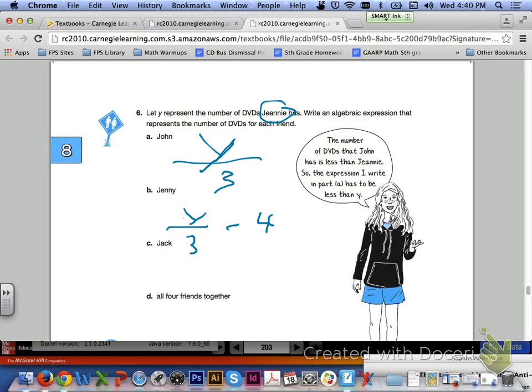Then if we take a look at Jack, Jack has 2 times less than Jenny. Remember, it said in the introduction that Jenny has twice as many DVDs as Jack. So if Y divided by 3 minus 4 is Jenny, then all of that divided by 2 equals what Jack has.